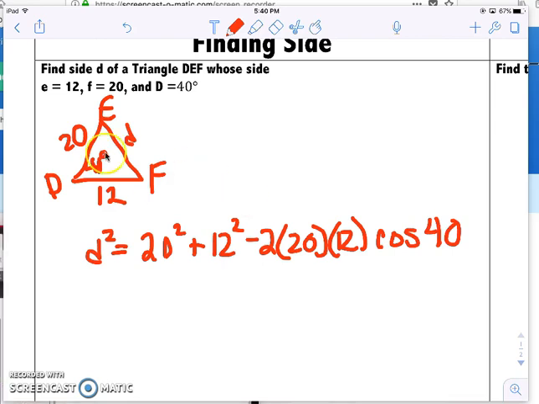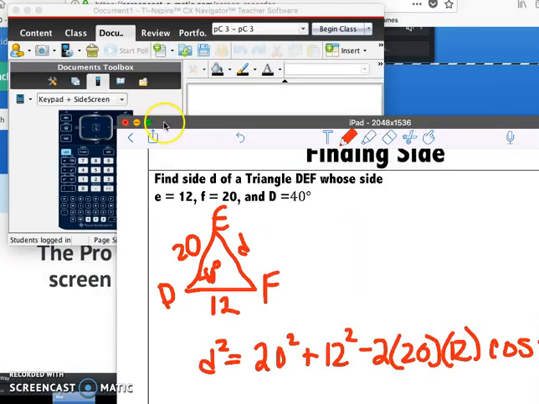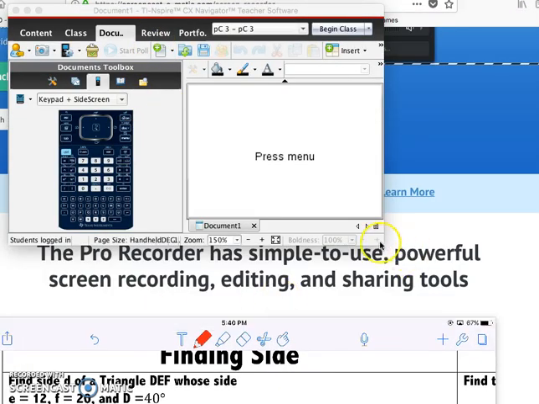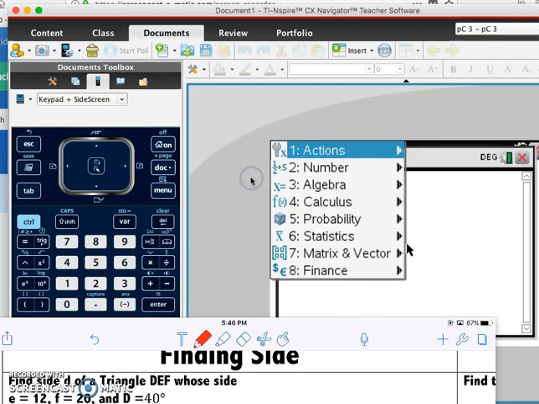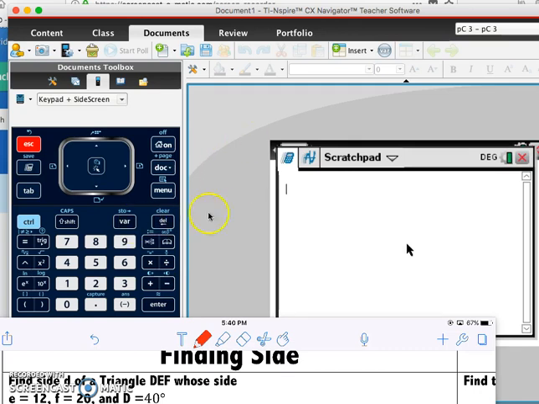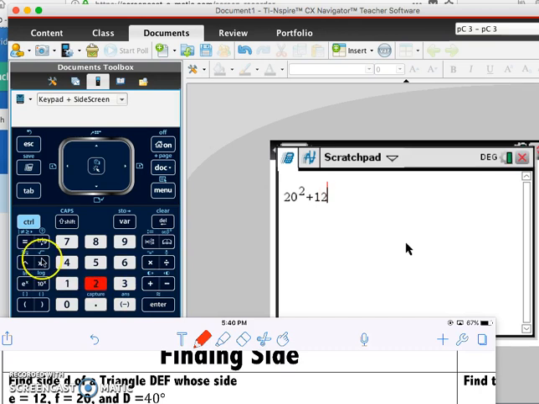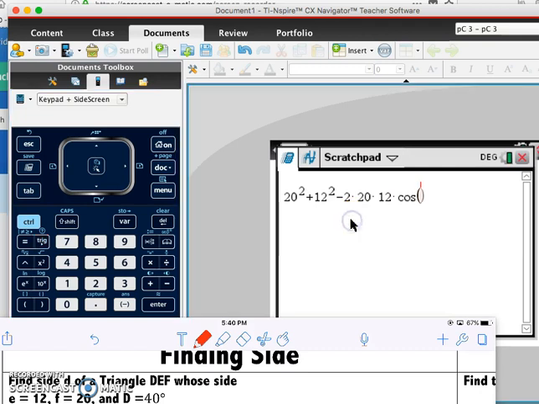Now here's the nice thing about this one. You can type this whole thing right into your calculator. So let's see if I can bring it up here. We have 20 squared plus 12 squared minus 2 times 20 times 12 times trig cosine of 40. So we have 176.29.